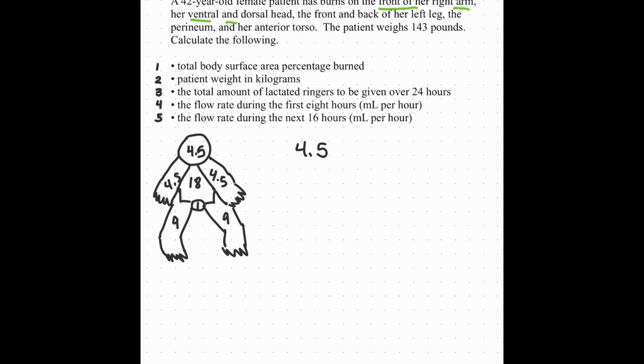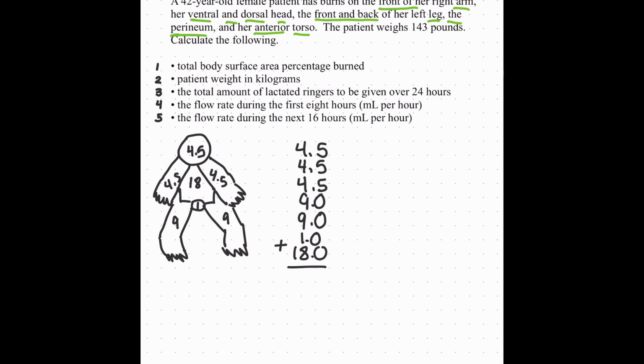The ventral and dorsal part of the head, so both sides of the head. So we are going to put 4.5 for the ventral side and 4.5 for the dorsal side. Then it's the front and back of the left leg. So we have 9.0 for the front and 9.0 for the back. Her perineum, ouch, so 1.0 for that. And she burned her anterior torso, only one side of the torso, so 18.0 for that.